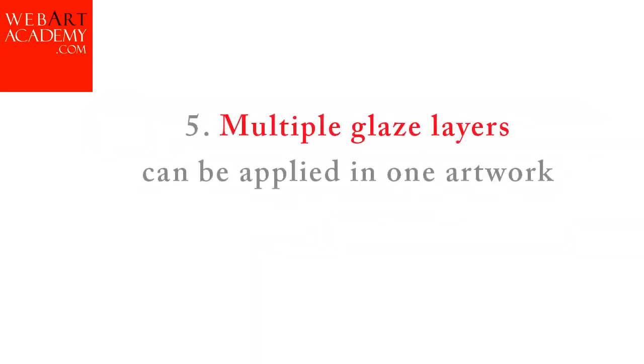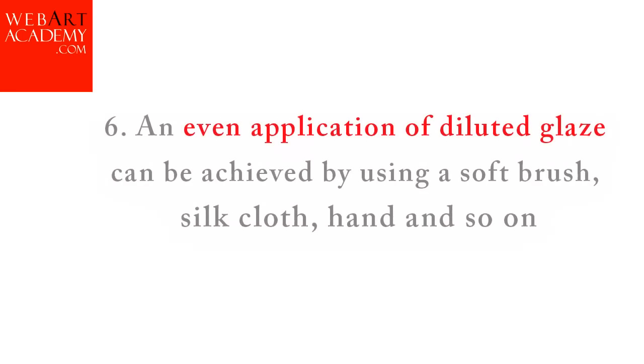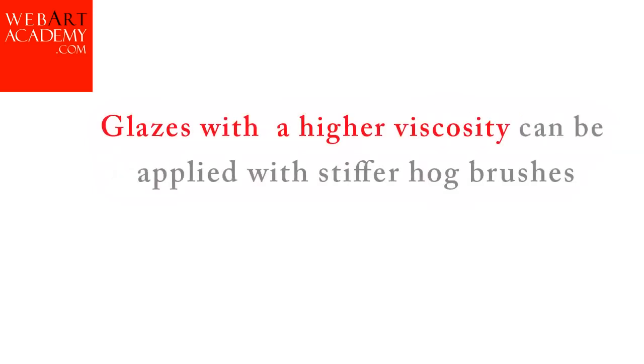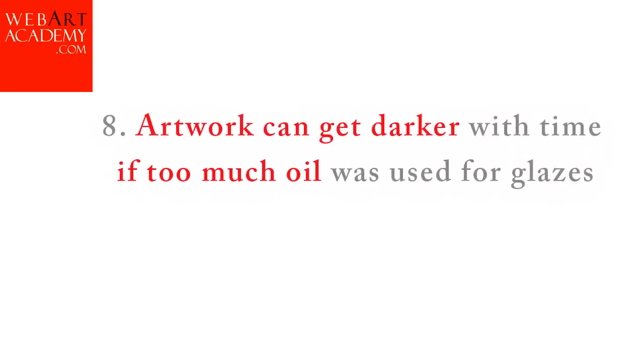5. Multiple glaze layers can be applied in one artwork. Keep in mind that a multitude of transparent layers will absorb the light, making the artwork darker. 6. An even application of diluted glaze can be achieved by using a soft brush, silk cloth, hand, and so on. Glazes with a higher viscosity can be applied with stiffer hog brushes. 7. Every layer of glaze must be dry before applying the next one. 8. Artwork can get darker with time if too much oil was used for glazes.